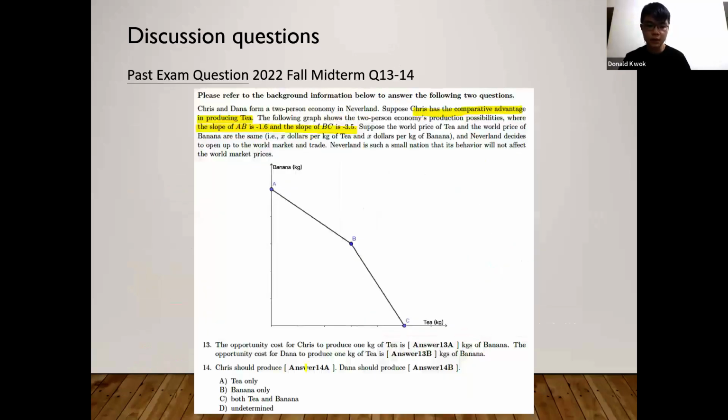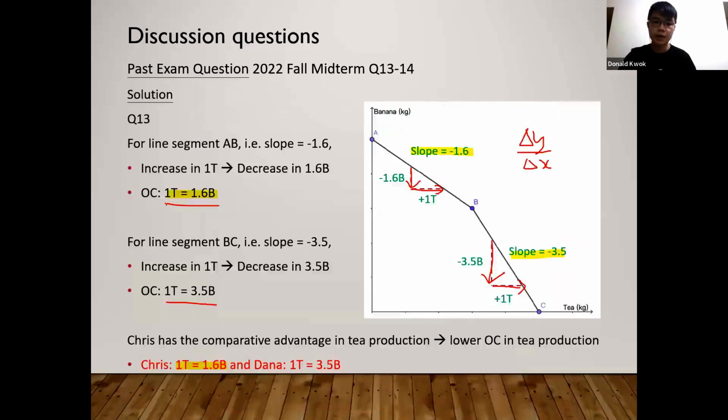And how about question 14? What would Chris and Dana produce respectively? So be aware, we are talking about trading in an open economy here, right? We have the world price of tea and world price of banana to be the same. This means the cost relationship will be 1T equals 1B in the world market. So we will use this to compare with their opportunity cost of production. Let's say for Chris, his opportunity cost relationship is 1T equals 1.6B, or equivalently, 1B equals 1 over 1.6T.